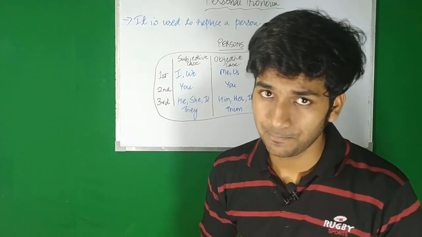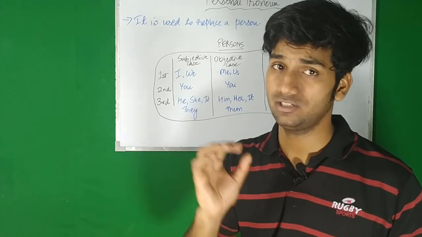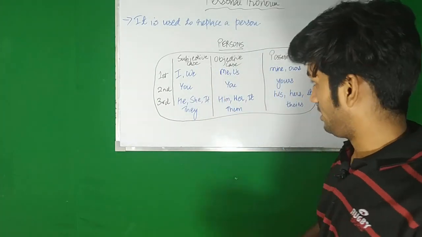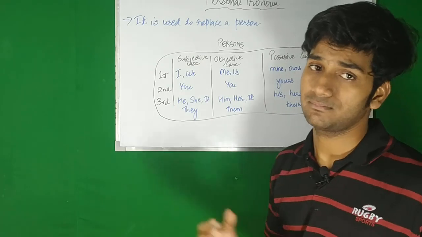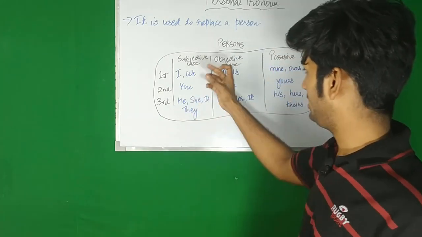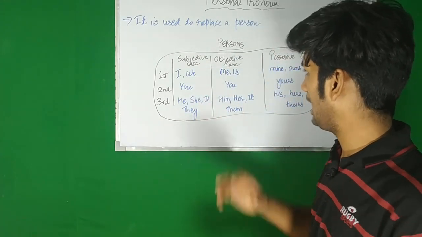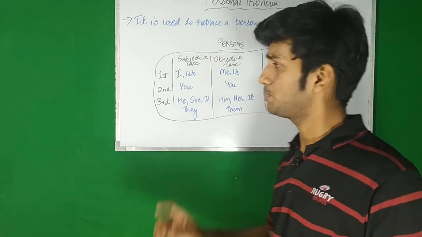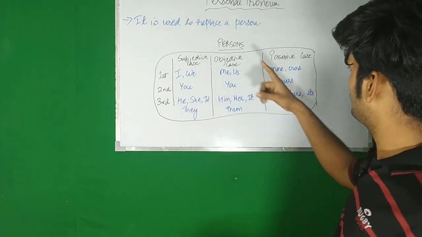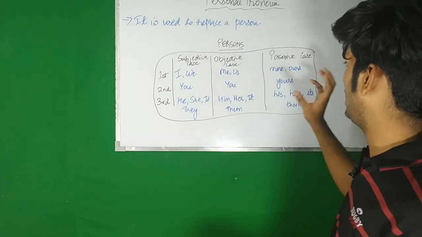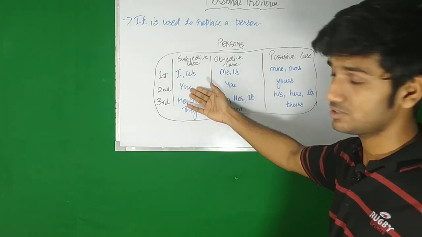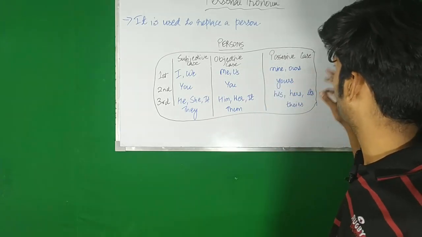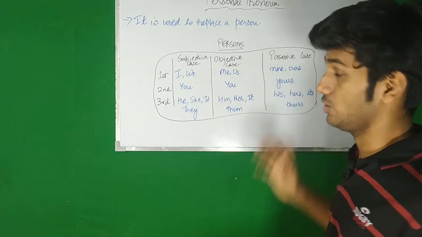Now, all these 3 persons are used in 3 different ways in a sentence: as a subject, as an object, as a possessive case. So subjective case, objective case, possessive case. First person, I and we. When it is changed into objective case, I becomes me, we becomes us. And when it is changed into possessive case, I becomes mine and we becomes ours. You, second person, you remains you. But when it is changed into possessive case, it becomes yours.